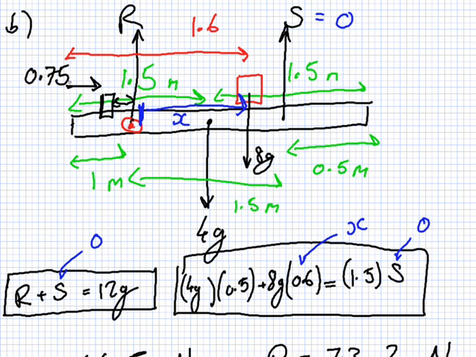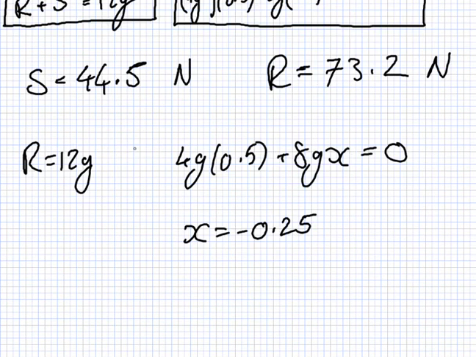Which means from the end it's 0.75. The block is 0.75 from A, because my answer of minus 0.25 puts it to the left of this point here, my turning point. So the answer is 0.75 meters from A.